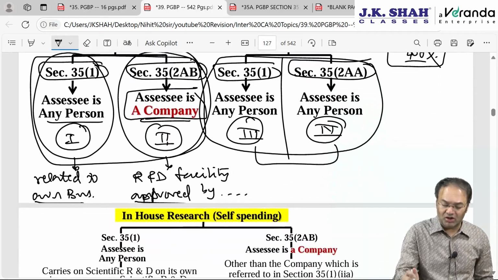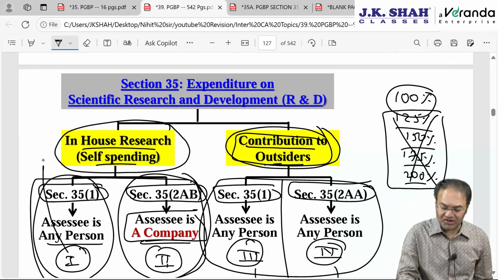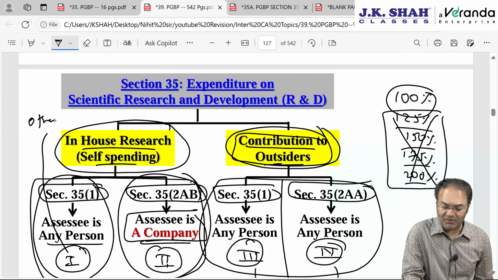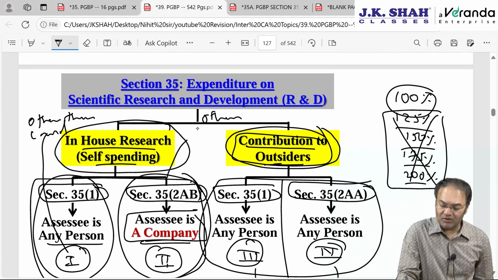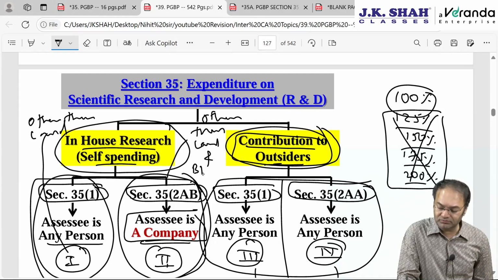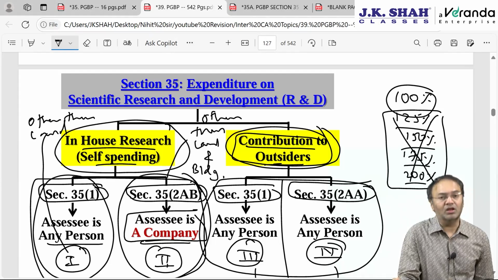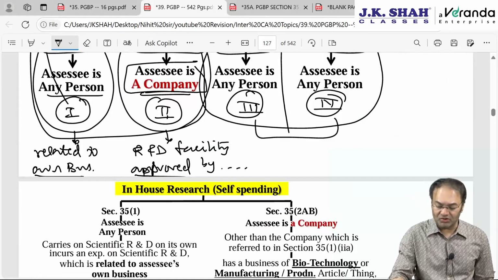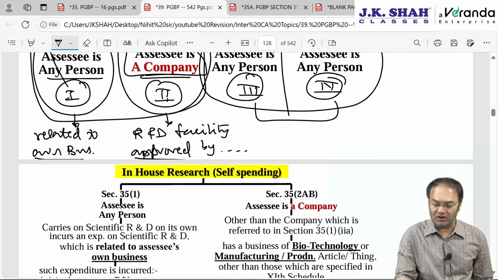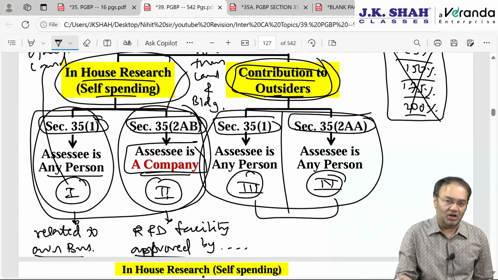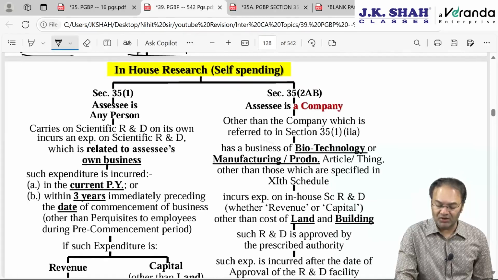asset. So here in category 1, if it is capital expenditure, it should be other than land, and in category 2, it should be other than land and building, which we'll be discussing as and when we come across. Due to space constraint, I'm picking up only category 1 and 2 at a time. Otherwise, you won't be able to see it on the screen.